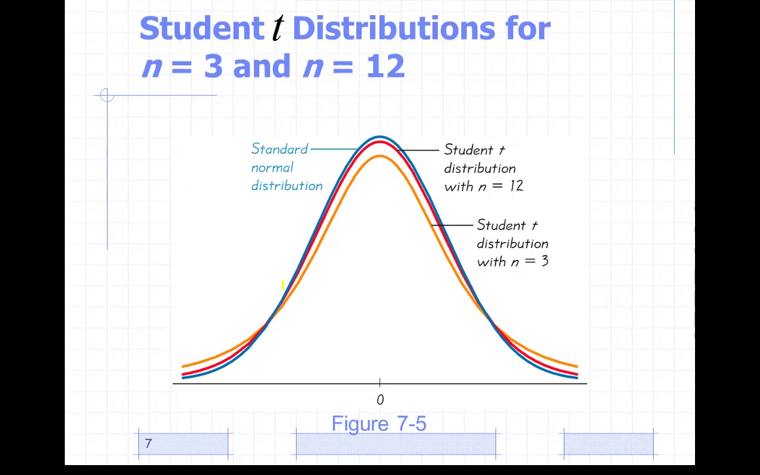So here is an example. This gold line represents a t-distribution with 3 in our sample. The red line represents a t-distribution with 12 in our sample, and then the blue line is our standard normal distribution. And you can see that there's more area out here in the tails. So what that means is our critical t values are going to have an absolute value bigger than our critical z's that we used in the last section.